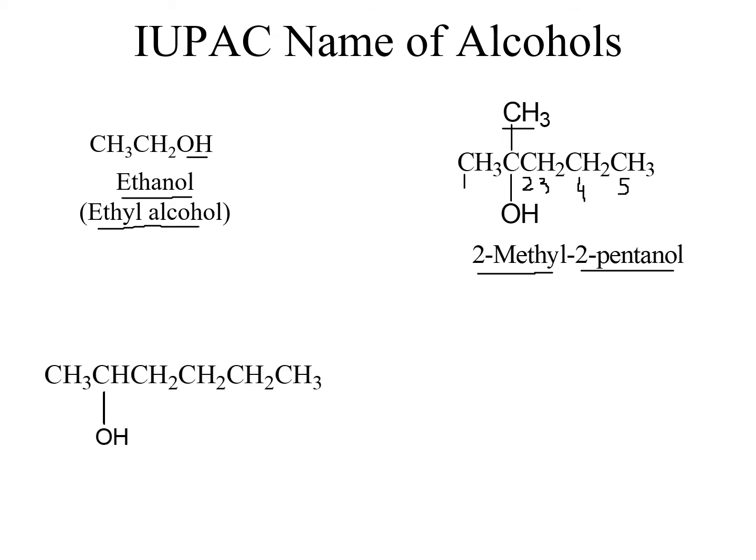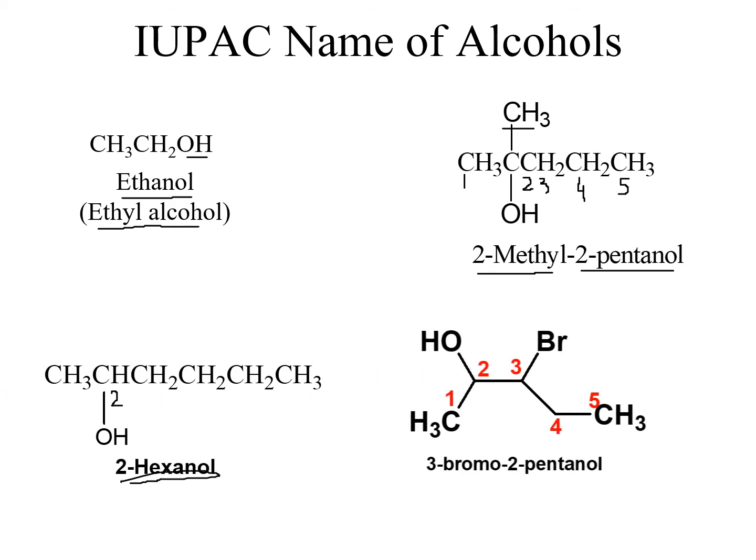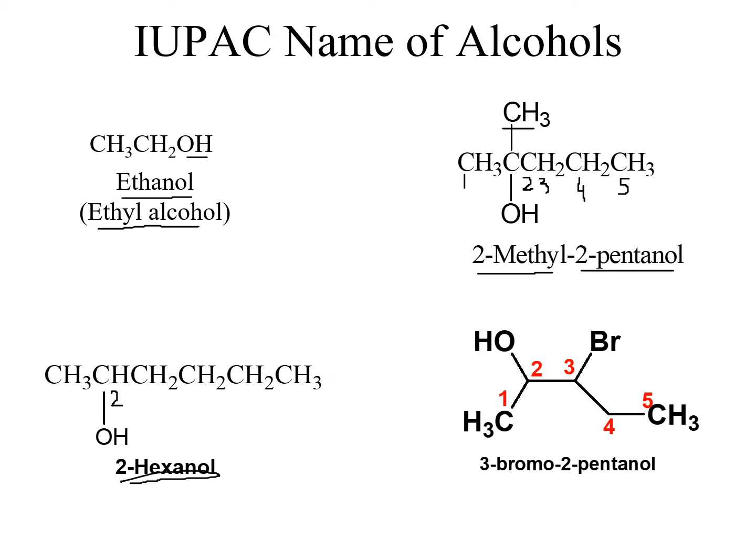Next we have a 1, 2, 3, 4, 5, and 6 carbon molecule. It's a hexanol attached with carbon number 2, so simply write the number and it becomes 2-hexanol. And the last one we have is a pentanol which has a bromine substituent attached to it. So this is the parent chain, 1, 2, 3, 4, 5. So it's a pentanol, hydroxyl at carbon number 2, it becomes 2-pentanol, bromine at carbon 3, so 3-bromo-2-pentanol is the full name.